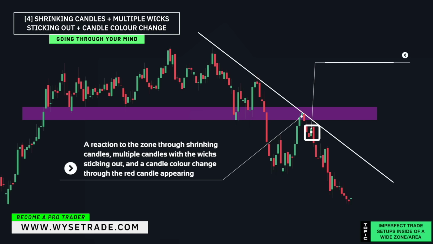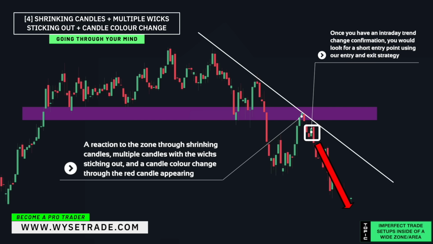Once you have an intraday trend change confirmation, you would look for short entry points using our entry and exit strategy.